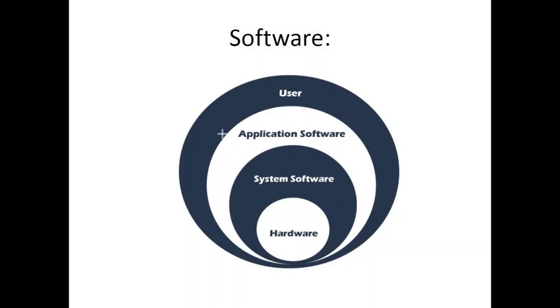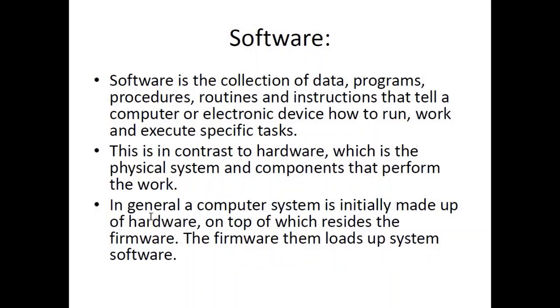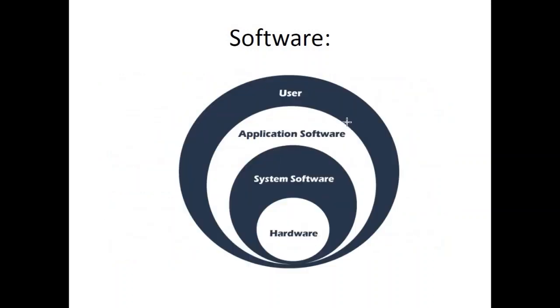On top of the operating system reside different application softwares like MS Office, your browsers, your media players, etc. And then comes the user, who is using those softwares in order to perform some tasks. So you need to remember that a computer system is initially made up of hardware, on top of which resides the firmware. The firmware loads up system software, which runs different application softwares which are used by the user to perform different tasks.